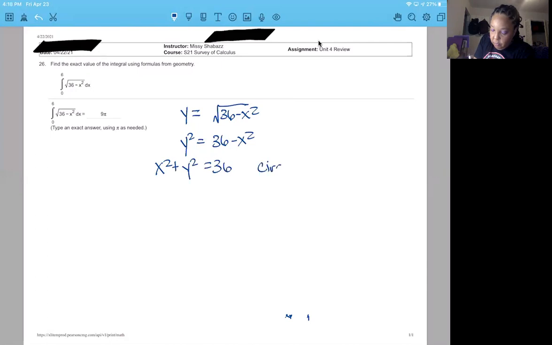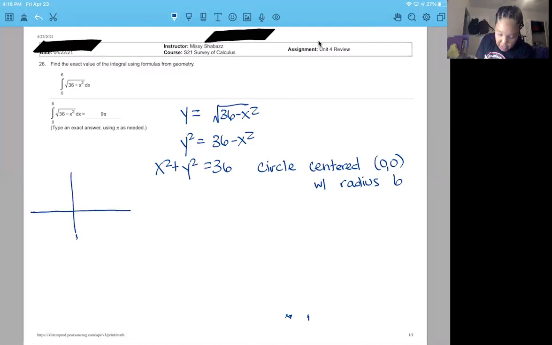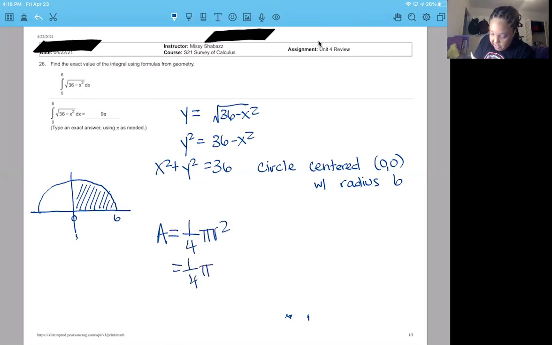Now this is a circle centered at 0, 0 with radius 6. All right, but remember our y is positive. So that means it's this part of the circle, but they only want us to integrate from 0 to 6. So it's just this part of the circle. So it's 1/4 of a circle, and the area is going to be 1/4 pi r squared. And our r is 6. So 36 divided by 4, and we get 9 pi.